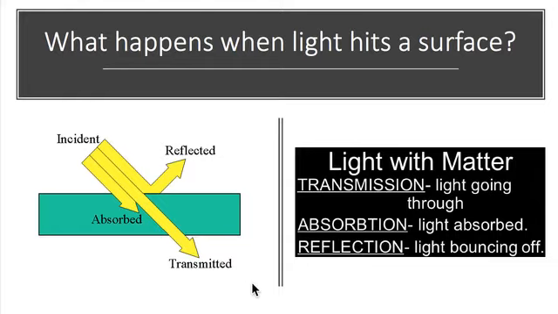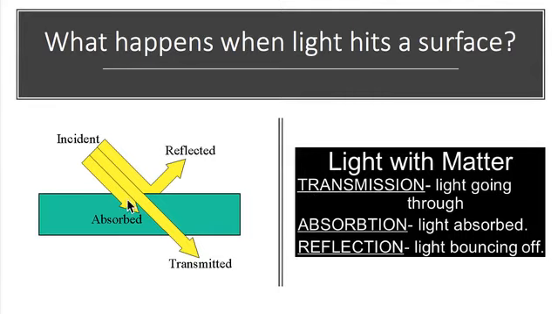So generally this is what would happen when light hits a surface. The light that's coming into something we call the incident light, the incident ray, and we could break it up into three different parts. So the light could go straight through the object, and if it did, then we would say that it's transmitted through. Transmission is light going through the object.